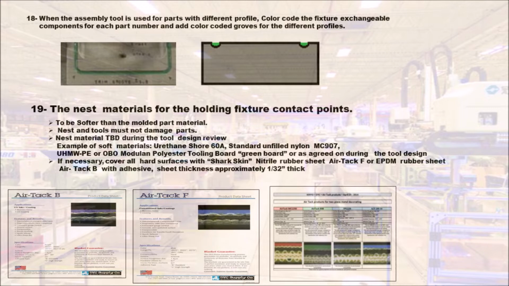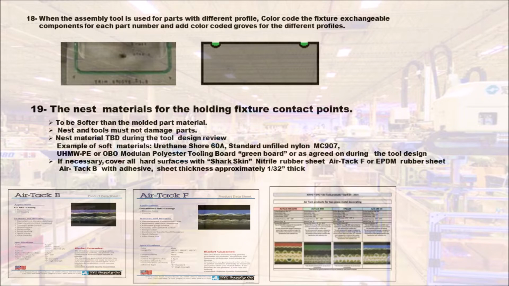19. The nest materials for the holding fixture contact points are to be softer than the molded part material. Nest and tools must not damage parts. Nest material to be determined during the tool design review. Examples of soft materials: urethane Shore 60A, standard unfilled nylon MC907, UHMWPE or OBO modulin, polyester tooling board, green board, or as agreed on during the tool design.